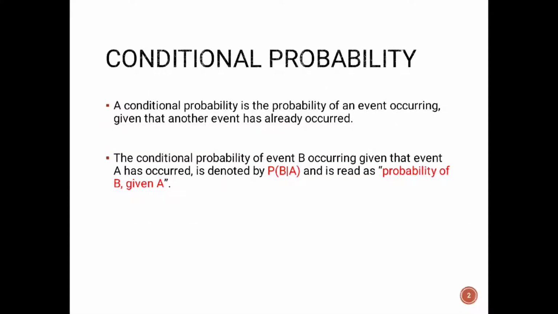A conditional probability is the probability of an event occurring given that another event has already occurred. It's denoted by this symbol and is read as probability of B given A.